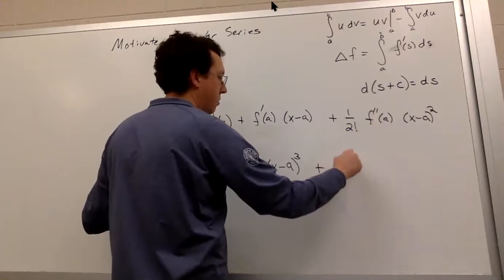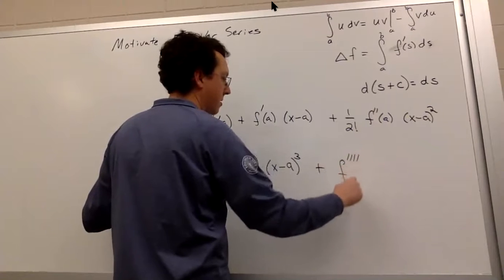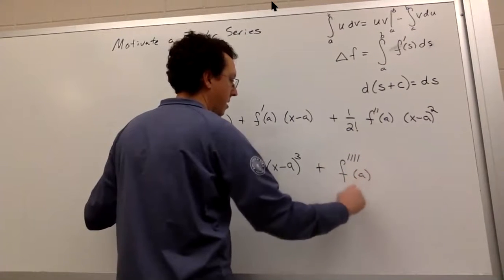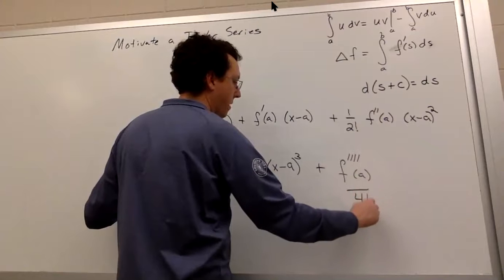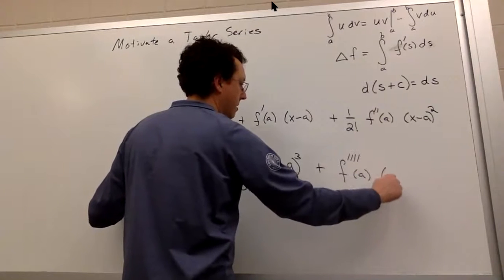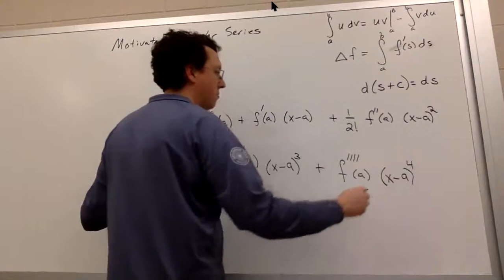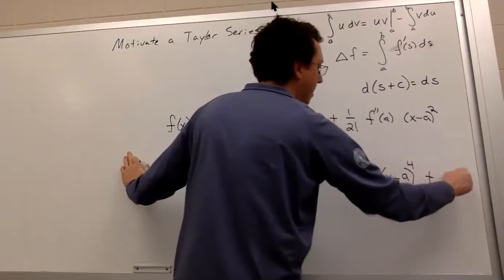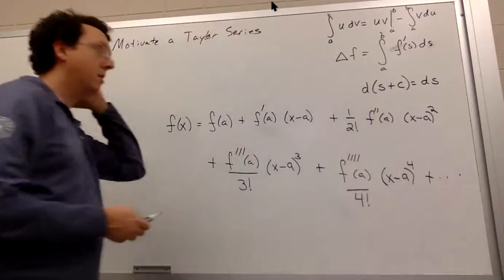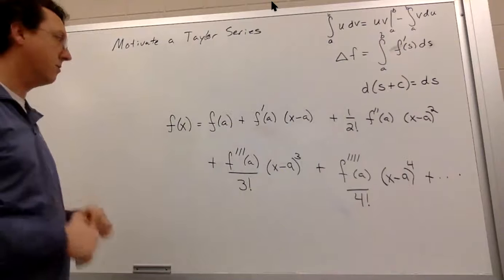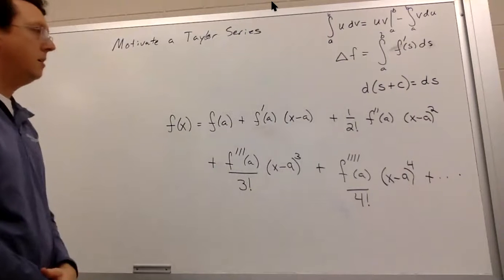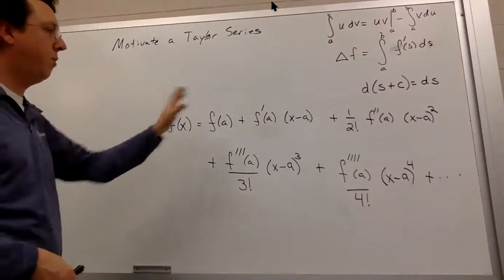I'll do one last term and then you'll see the pattern. F quadruple prime evaluated at a over 4 factorial times x minus a to the 4th, plus dot, dot, dot. It goes on forever in general. Okay, so that's the formula.